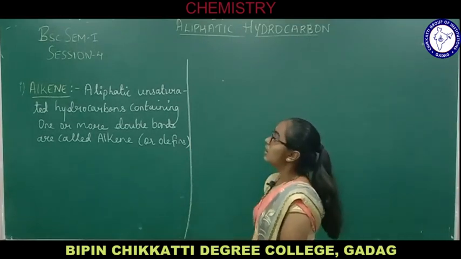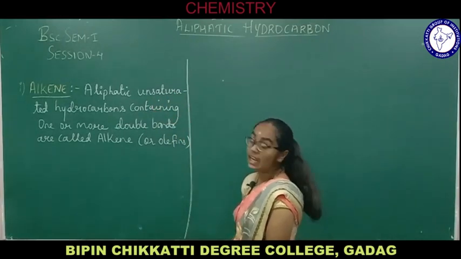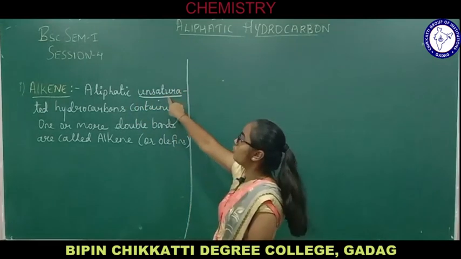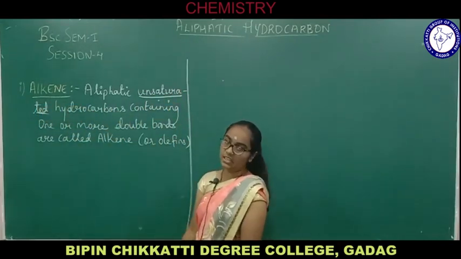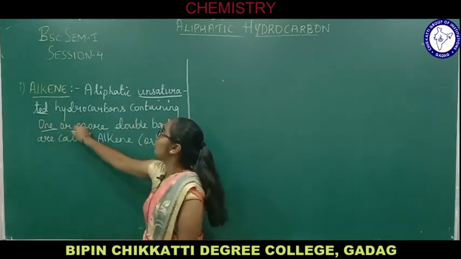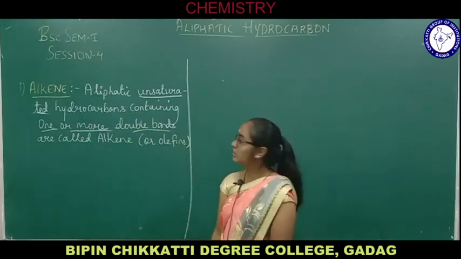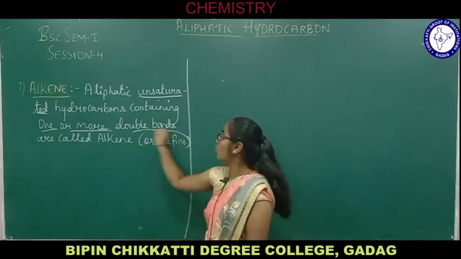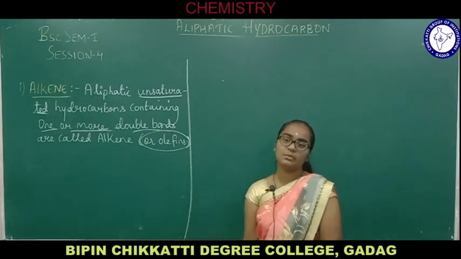Now alkene is an aliphatic unsaturated hydrocarbon, containing, most important point over here, one or more double bonds. Compounds with one or more double bonds are called alkenes. Alkenes are also called olefins. Now what do you understand by this statement?